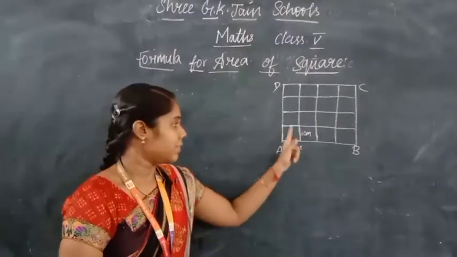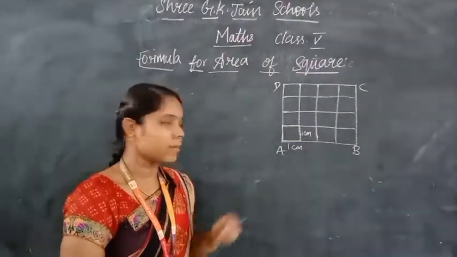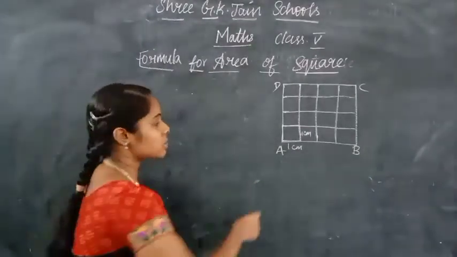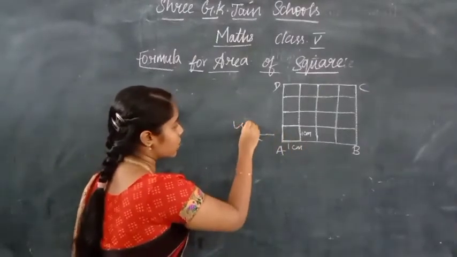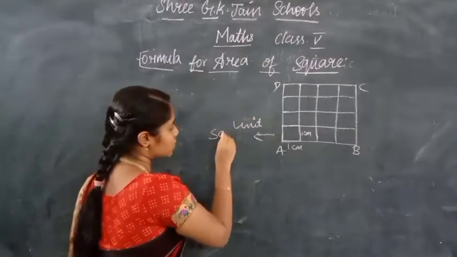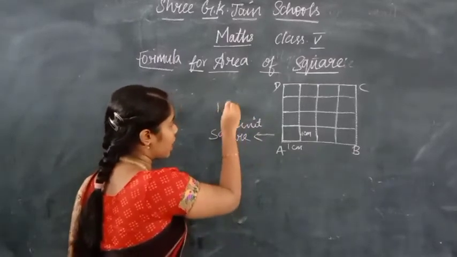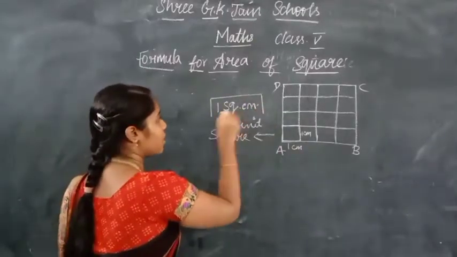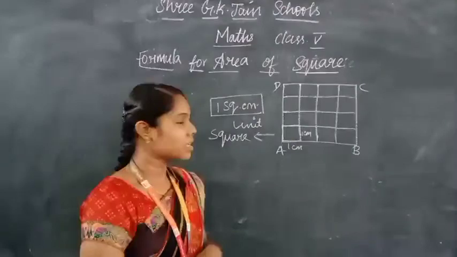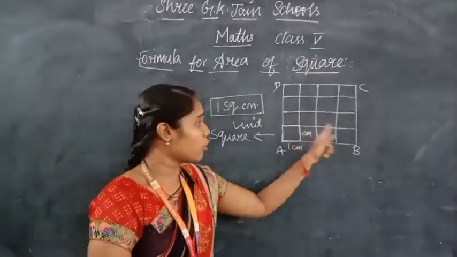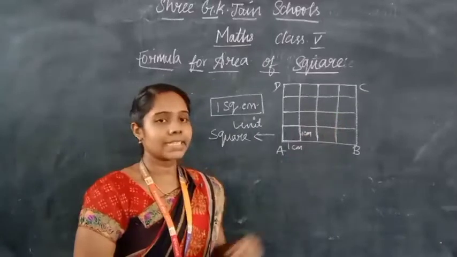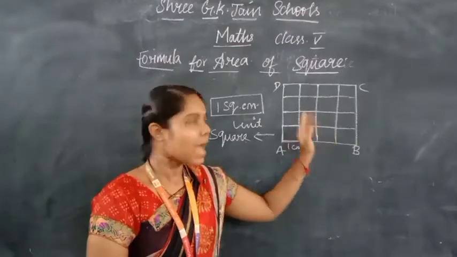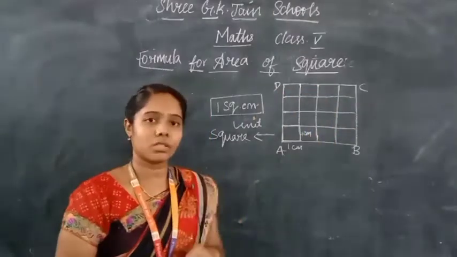So the length of a side of each square is 1 centimeter, means the area of the square must be 1 square centimeter, right? Which is called the unit square. So what is the name of this square? Unit square, which has an area of 1 square centimeter. Okay students, thus we have created 4 rows of 4 squares in each row. So we have 4 rows, 1, 2, 3, 4, and in each row we have 4 squares, right children?